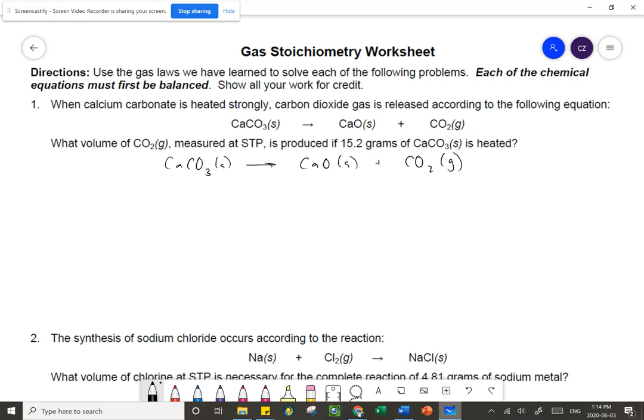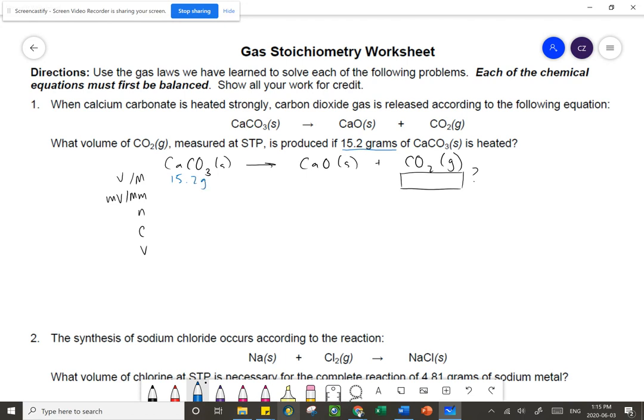So we're going to set up our stoichiometry table. If you remember, before we did mass, moles, concentration, volume. We're going to add now, this can also be volume and molar volume, okay, because we are going to be dealing with gases. So this question says, what volume of CO2 gas measured at STP is produced if 15.2 grams of CaCO3 is heated. So let's start. We're given in the question 15.2 grams of CaCO3, so I'm going to put that in for my mass.